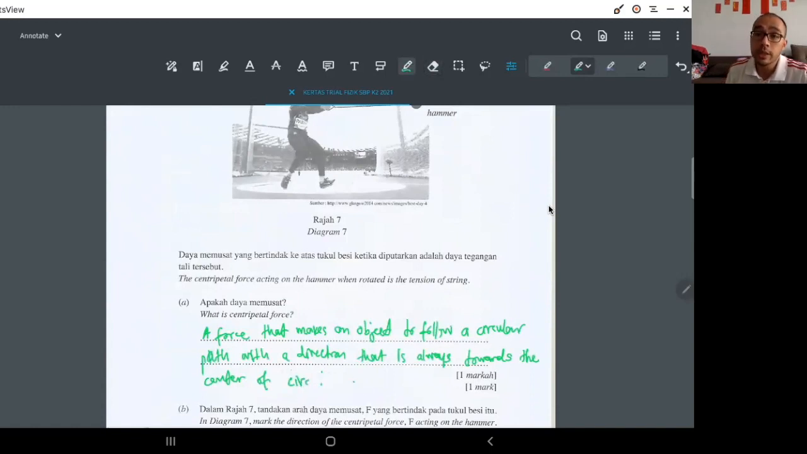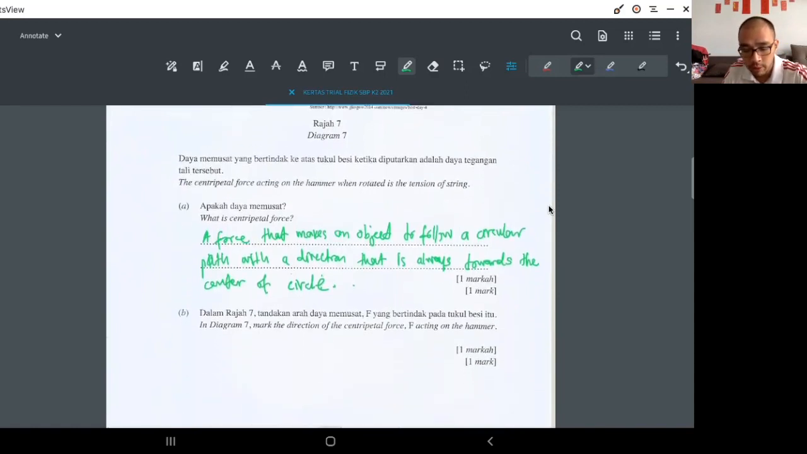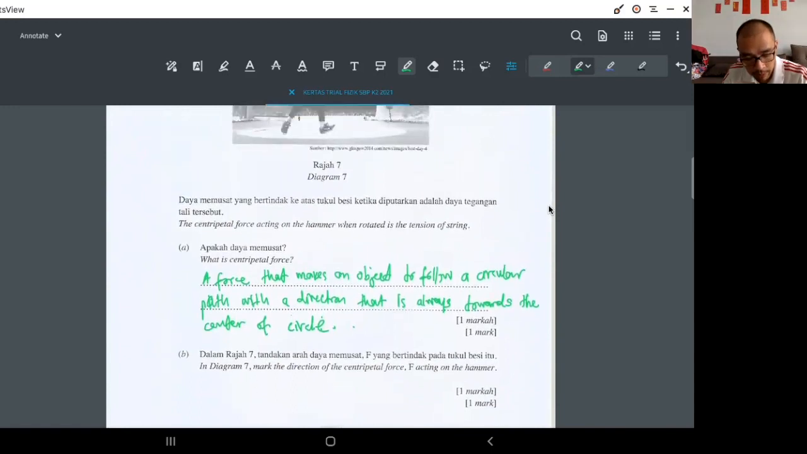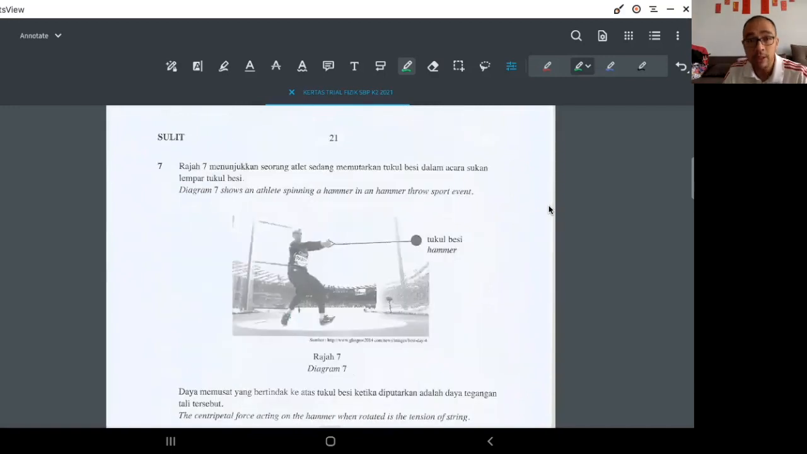So centripetal force is a central force that makes an object follow a circular path, but the direction is always towards the center. So in diagram 7, mark the direction of centripetal force. The direction of the centripetal force will be this way. It is always, this thing is going to go around now. So the direction of the force is always towards the center of the circle, which is where the guy holding the hammer is. So that's the reason.